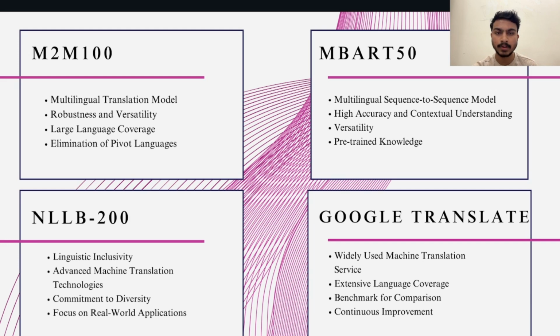It supports a vast number of languages, similar to the models mentioned. Because of its popularity, Google Translate is often used as a benchmark for comparison, a baseline to compare the accuracy of other translation models.